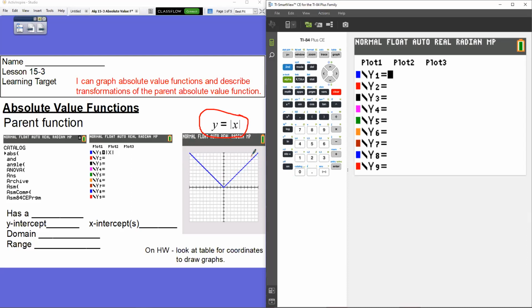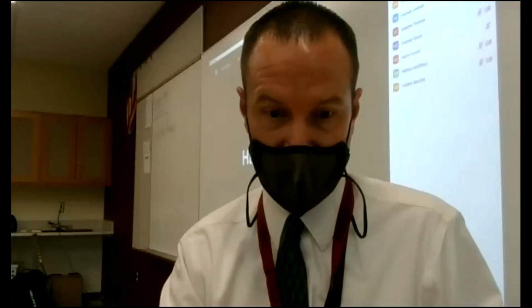I tried to save us some time by putting the graphs on the notes already. Those of you in person, you can see those already. So I'm actually going to close out the calculator here. And hopefully my screen shares and goes big. I'm just going to share it again just to double check.